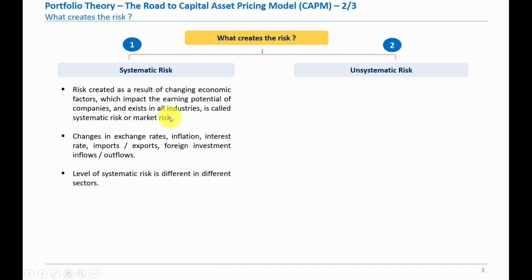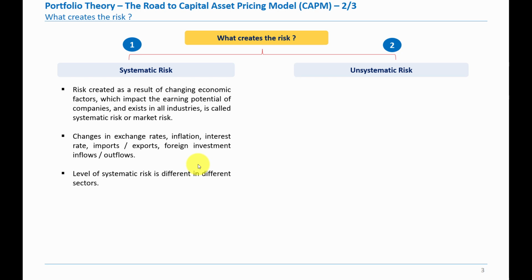Risk created as a result of changing economic factors which impact the earning potential of companies and exists in all industries is called systematic or market risk. Changes in exchange rates, inflation, interest rates, trading volumes, foreign investment inflows and outflows are an example of systematic risk. Level of systematic risk is different in different sectors. For example, take the oil sector. You take OGDC, you take Pakistan Petroleum, etc. These sectors will have a similar level of systematic risk. You can, for example, say each of these companies within this sector would have a systematic risk of 0.3. The banking sector may have a systematic risk of 0.5. It depends on how sensitive their earnings are, how sensitive the impact of changes in economic factors is on their potential to create profits.